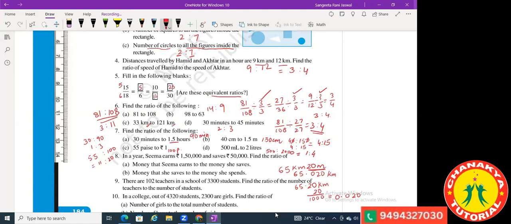So the same thing is here also, in these questions. You're converting meter to centimeter, hours to minutes, paise to rupees, rupees to paise, milliliter to liter. So be very careful about these conversions.